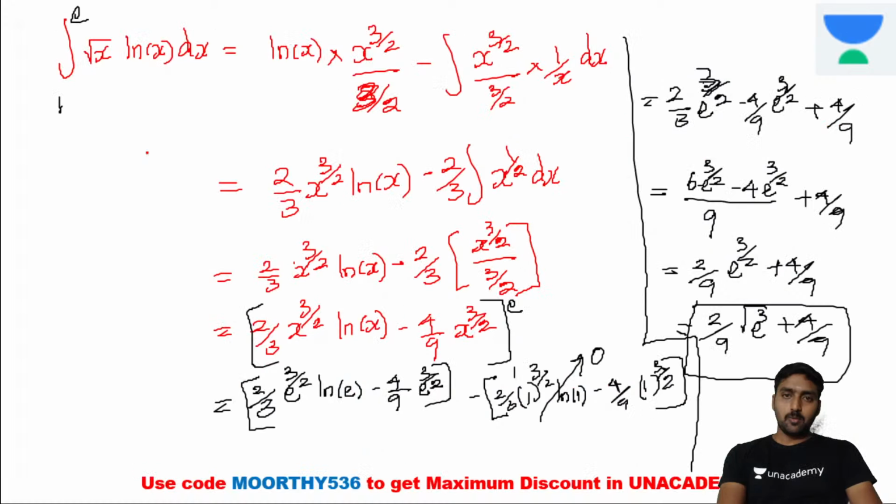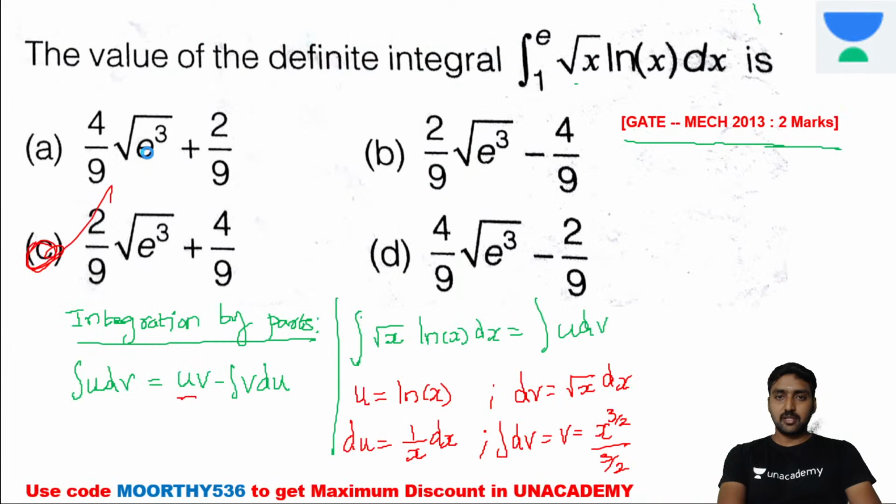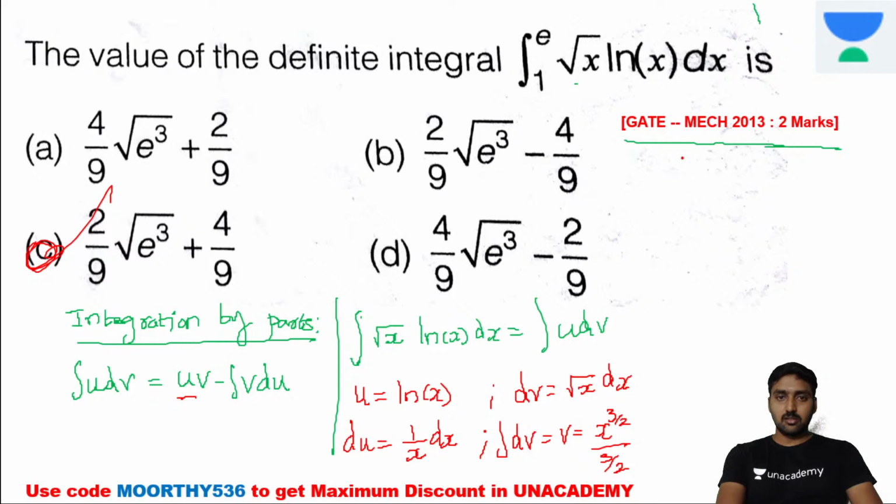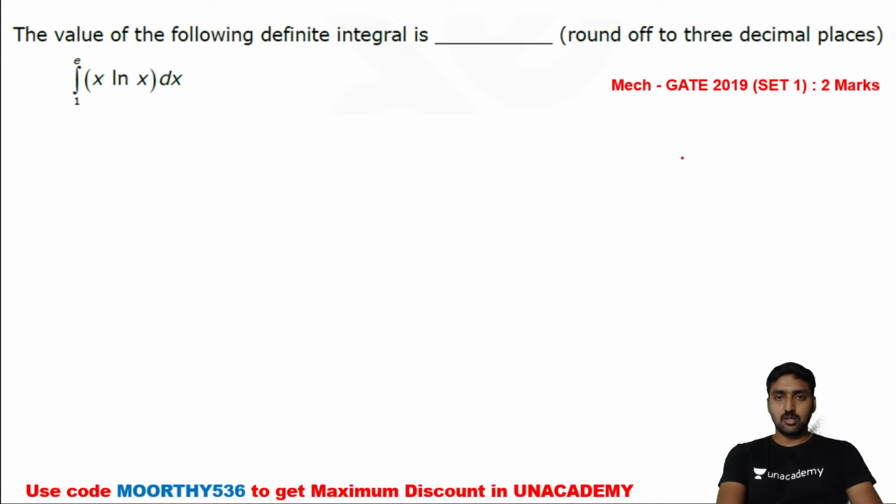Okay. The one more problem now I am going to give you for the same method. We are discussing the third method, integration by parts. It's a first example. It's easy one, right? The value of following definite integral round off to the 3 decimal places. Again, x into logarithmic of x.